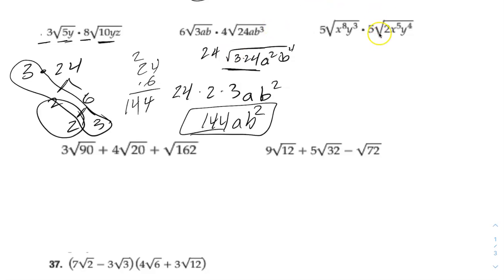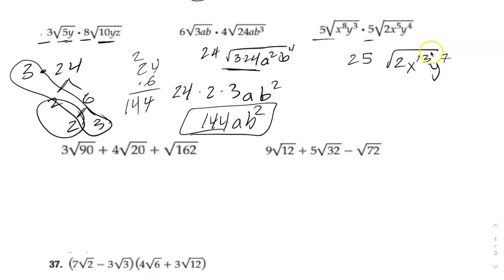Same thing with the last one here. This one should be probably the easiest one. 5 times 5 is 25. On the inside, we have a 2. And we have 13 x's. And we have 7 y's. It's an ugly 7. There we go.